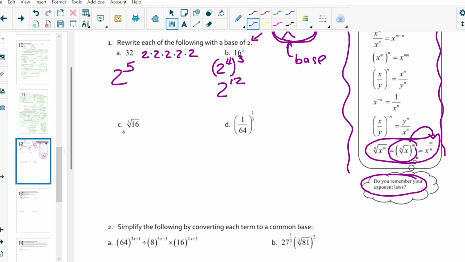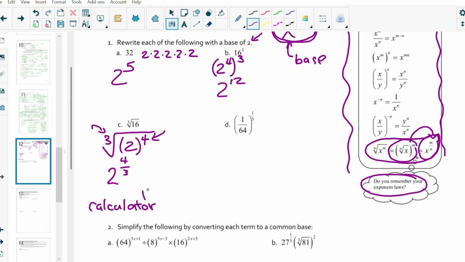Okay, so the cube root of 16, well, let me rewrite that as the cube root of 2 to the 4th. And then following our format here on changing from a radical to a rational exponent, the number in the index becomes the denominator of your rational exponent, and then the exponent of the base becomes the numerator, so 2 to the 4/3. So just to see for yourself, quickly on a calculator, evaluate both statements, and you'll see that they are equivalent, or they're equal, okay?